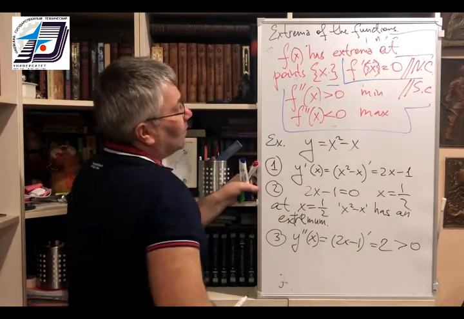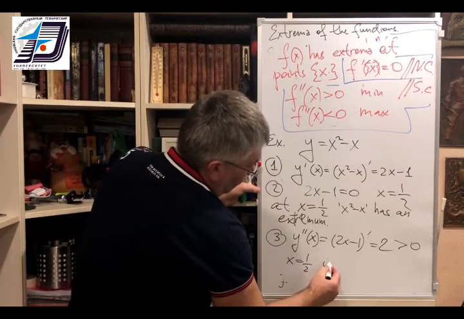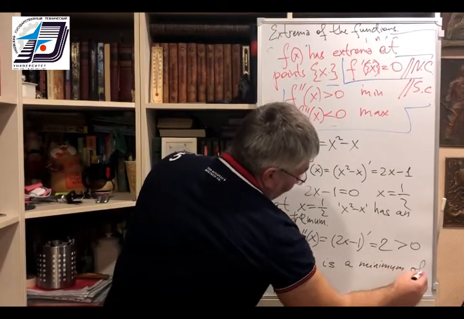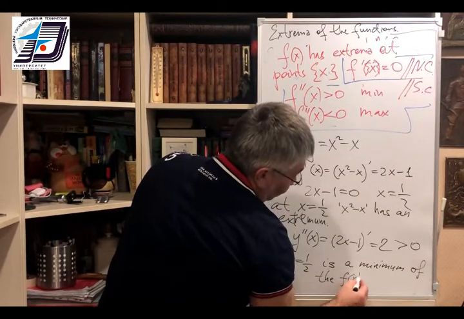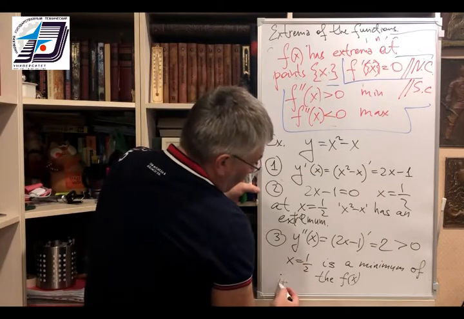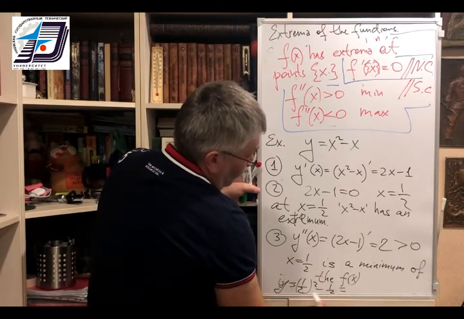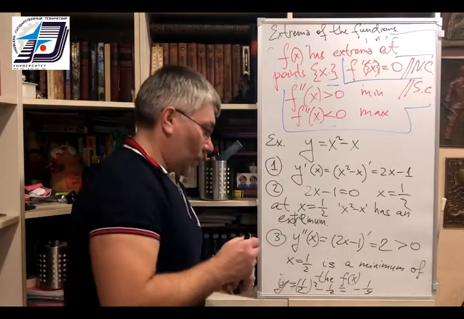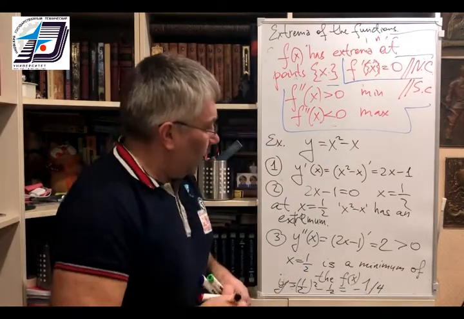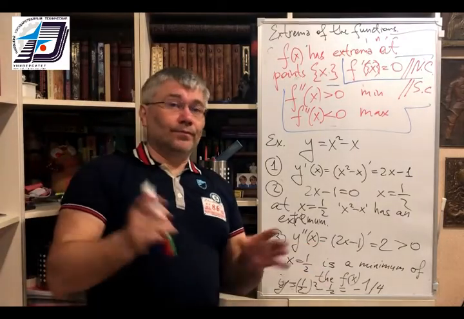So it is positive, it means that what? It means that x equals 1 over 2 is a minimum of f of x. The value of the function at this given point is what? Y equals 1 over 2 squared minus 1 over 2, and I have minus 1 over 4. It is 4, not y. Minus 1 over 4. It doesn't matter what it is. We know that it is a minimum of the function. Okay.